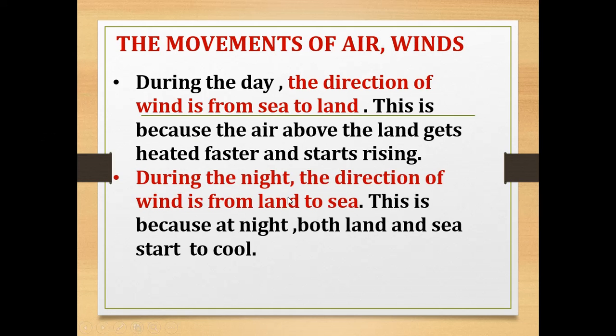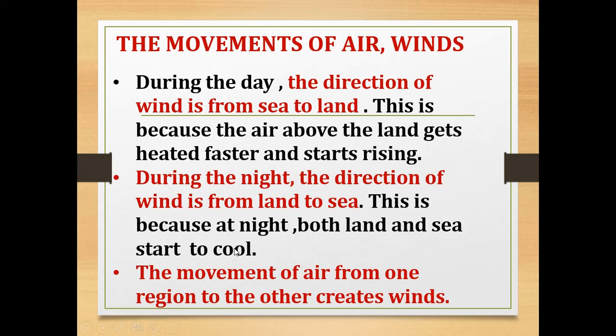Now, during the night time, how will the movement of air be? The direction of the wind is from land to sea. This is because at night time, both land and sea start to cool, but the land cools much faster than the sea. So there is a movement of wind from land to sea during the night time. During daytime the wind is from sea to land because the air above the land gets heated faster and starts rising, and during the night time the wind direction is from land to sea.